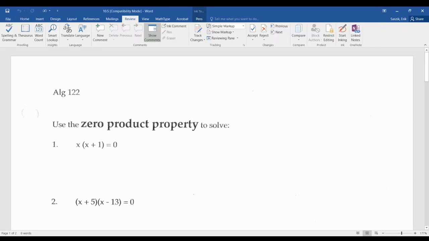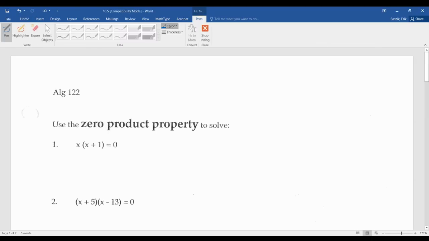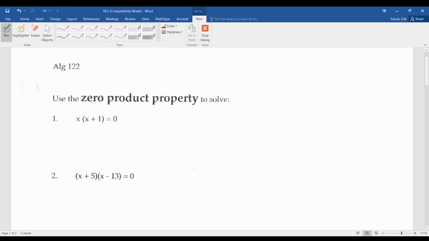Okay, kids, this is going to be a short video, very introductory, about the zero product property. Zero product property works in conjunction with factoring. What you see here in the front is quadratics that have already been factored.